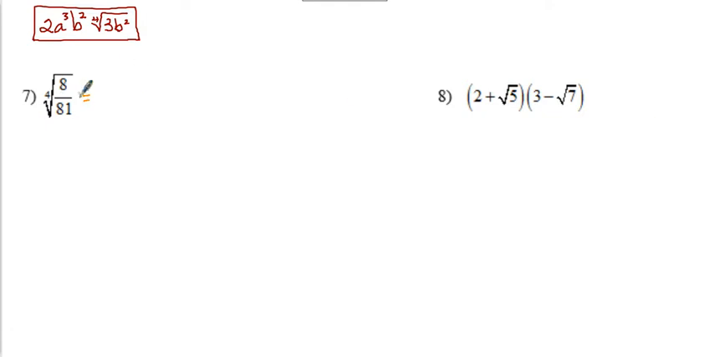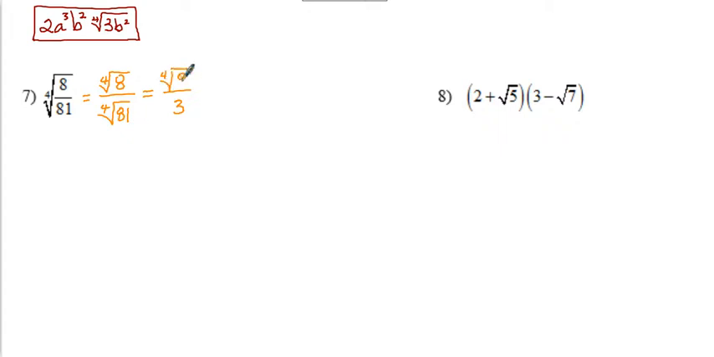So instead of having this whole fraction be here, let's see if we can take them separately. 4th root of 8 over 4th root of 81. Does that help? It absolutely does. And again, hopefully you've got that table rummaging around in your brain. You should immediately see that the 4th root of 81 is 3. 3 times 3 times 3 times 3 is 81. So the 4th root of 81 is 3.